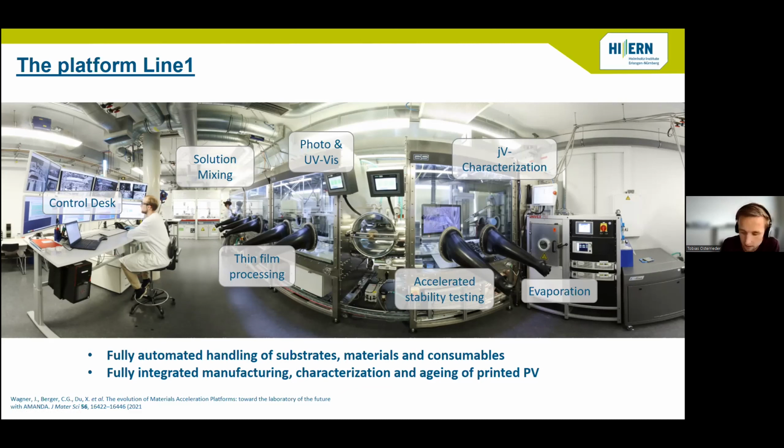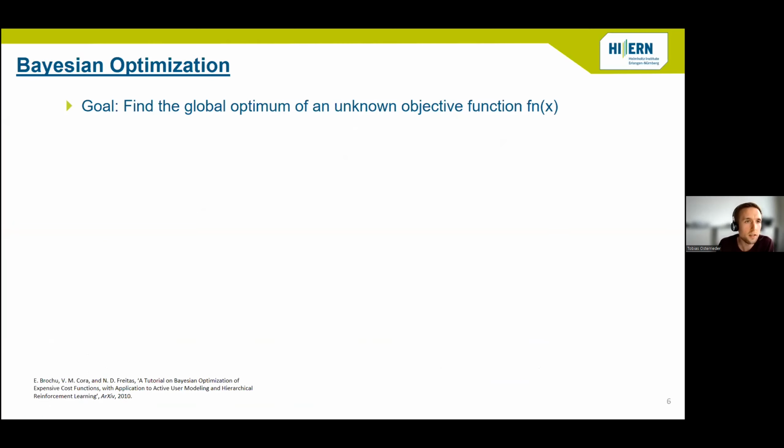And now we combine this with an optimizer. And for our case, we chose a Bayesian optimizer. And the goal is to find the optimum of an unknown objective function. And why did we choose a Bayesian optimizer? Bayesian optimizers are made in a way that they use not that many samples to achieve their goal, because our solar cells, although we have an automated setup, it still takes time and it's expensive to make them. So we don't want to use too many cells to find our best cell.